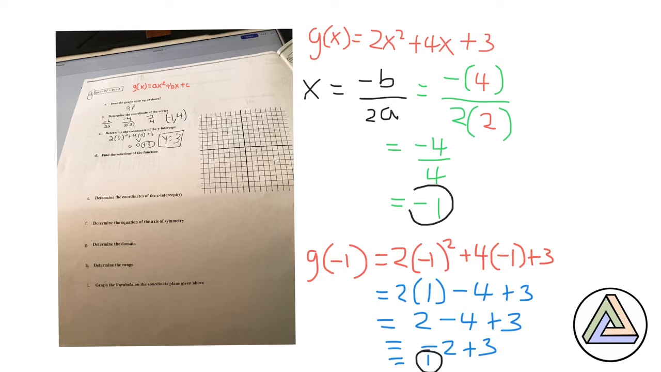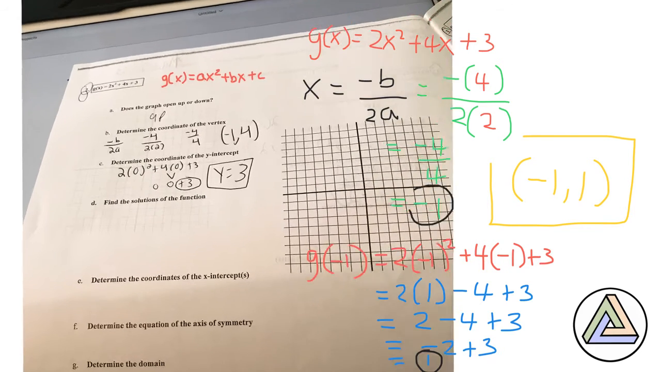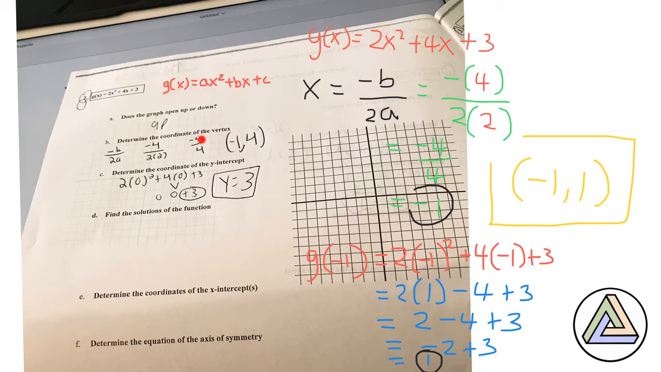And to sort of top it off at the end of the day, you could write down the coordinate of the vertex as negative 1, comma 1. That is the answer to this question right here. Determine the coordinates of the vertex. It would be negative 1, comma 1 after all that work.